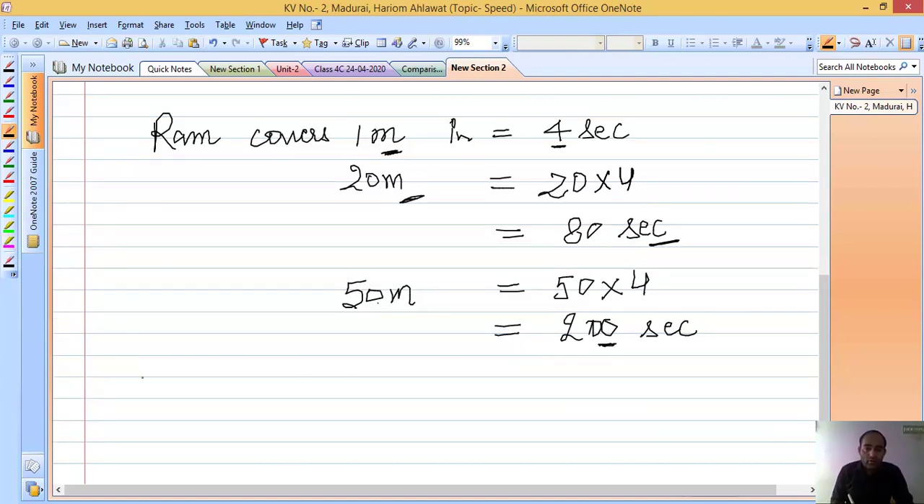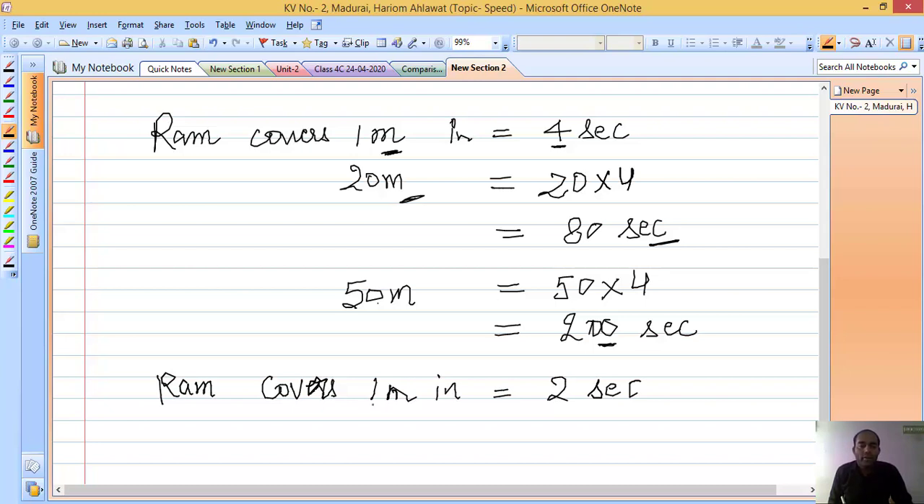Okay, now suppose Ram increases his speed and covers 1 meter in 2 seconds. Okay, now he is running fast and he is going to cover 1 meter in 2 seconds.